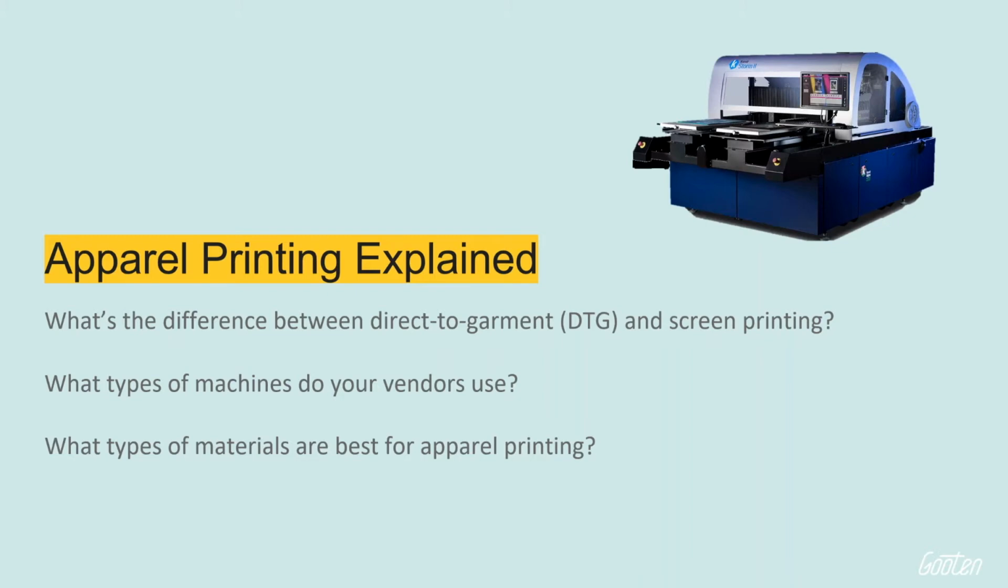Sure. So the type of apparel that works best for DTG printing is apparel that has the biggest percentage of cotton within it. With that said, we do also print on poly blends. We also print on heather colors that are not 100% cotton. We do print on tri blends as well.